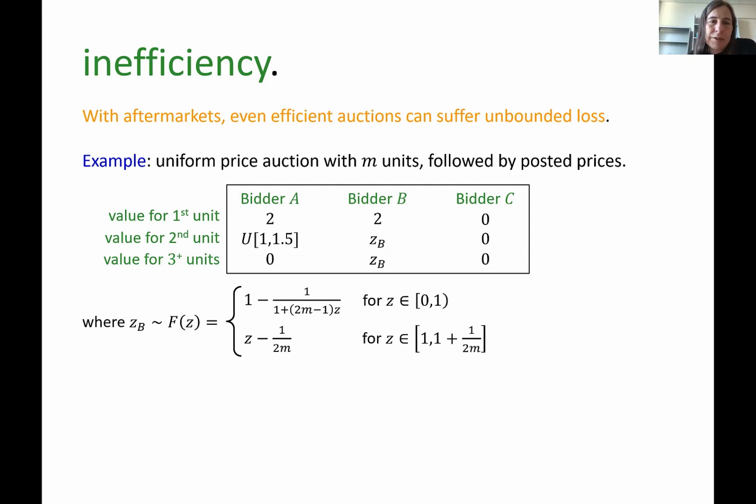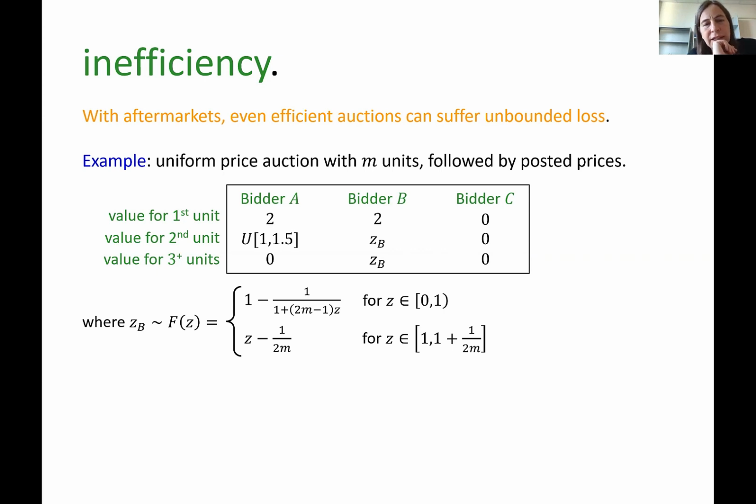So to see that, let's consider the following example. I have three bidders. Bidders A and B are the actual firms in this economy, the ones that need to buy carbon licenses to cover their pollution. And bidder C you can think of as the speculator. Bidders A and B both have a value of 2 for the first unit. Then bidder A is going to have some value, uniform from 1 to 1.5, for the second unit and 0 for the third. So bidder A wants 2 units and their value for the second one is random.